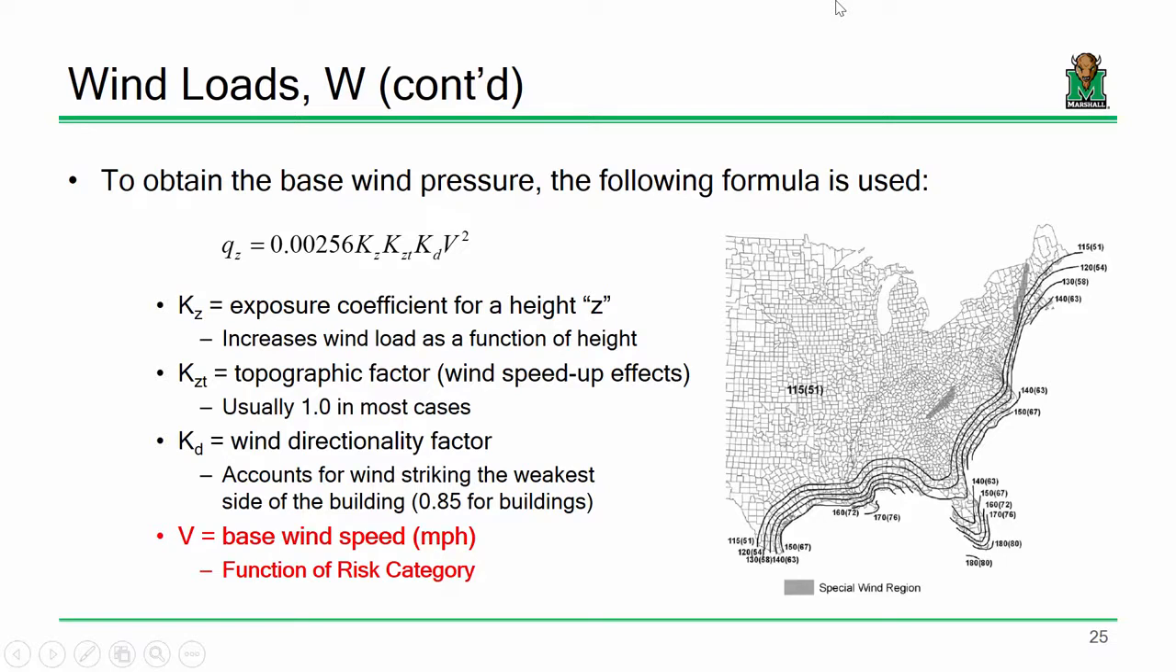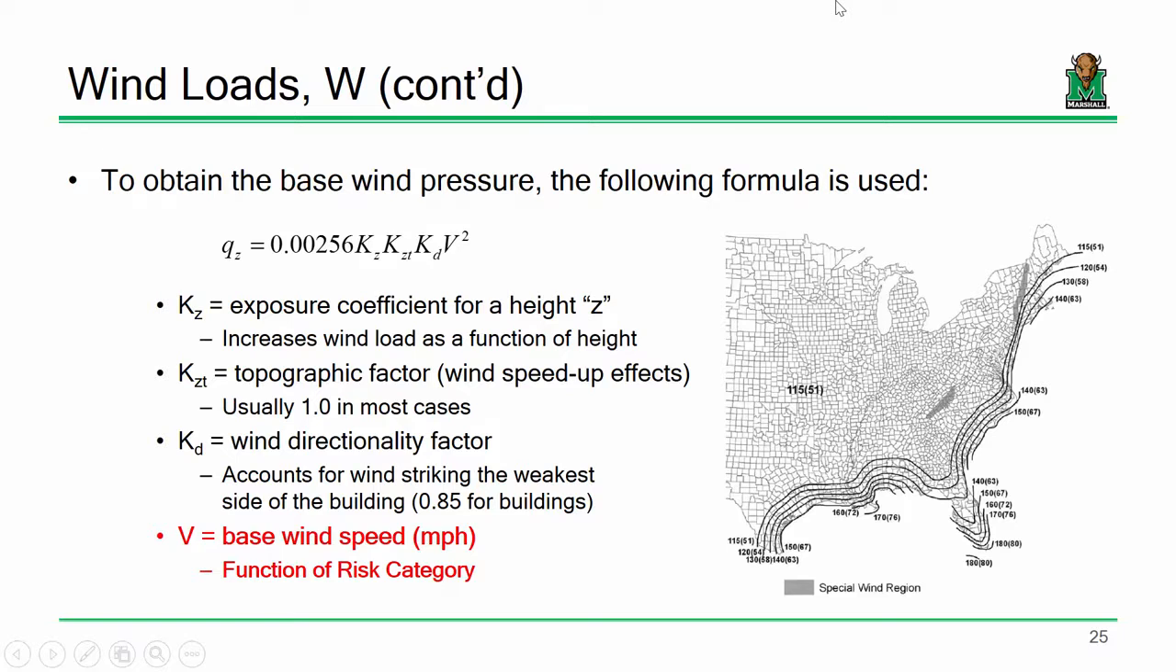Now, Kd is a wind directionality factor. First off, for buildings, it's always taken as a constant of 0.85. What that does is account for the wind striking the weakest side of the building, so it adjusts your wind speed accordingly. And then V is obviously your base wind speed.